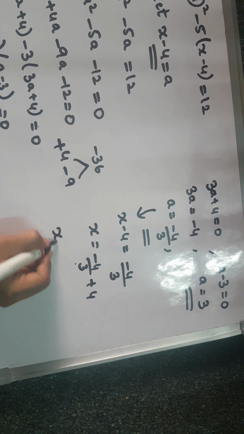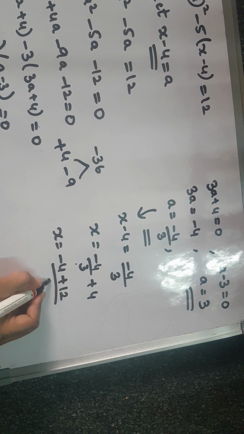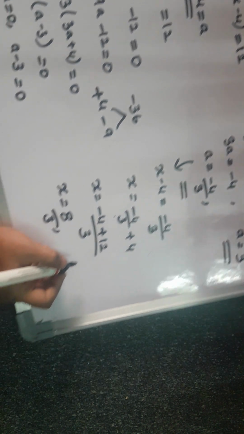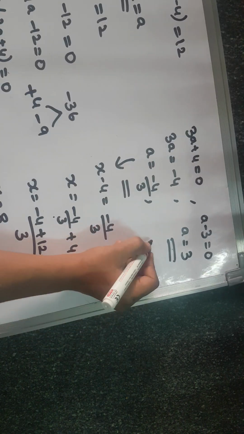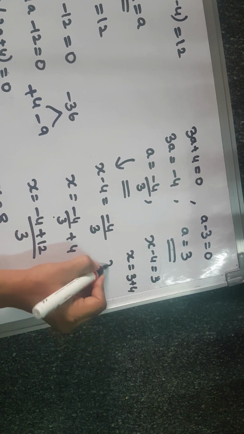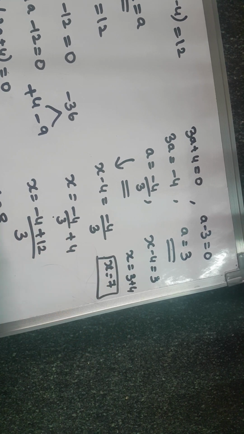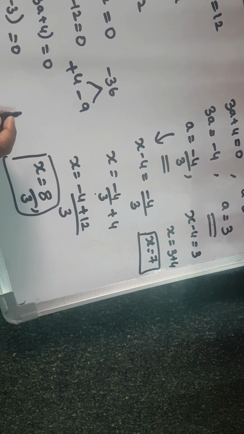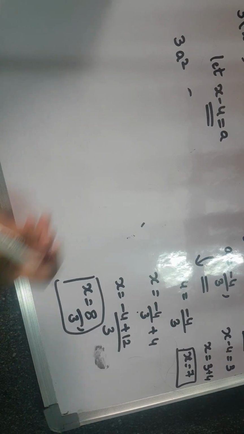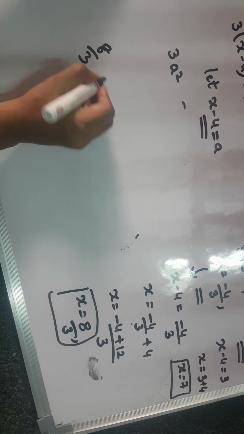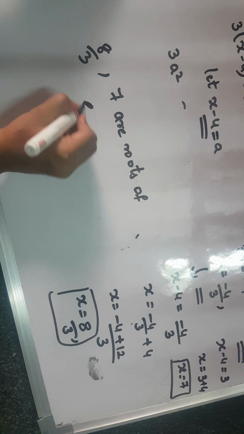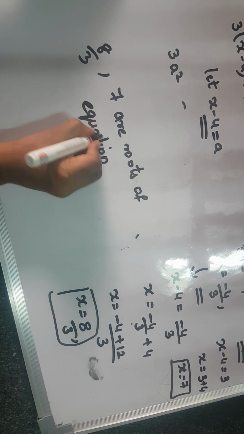Now take the LCM here. x equals minus 4 plus 12 by 3. So what is the x here? Minus 4 plus 12 gets 8 by 3. This is one root, which gets the value 8 by 3. And here also x minus 4 equals 3. So what is the value of x? 3 plus 4, so x value is 7. This is another root. So what are the roots that we have? 8 by 3 and 7 are roots of the equation. So this completes the problems.